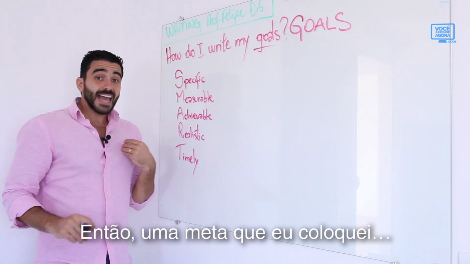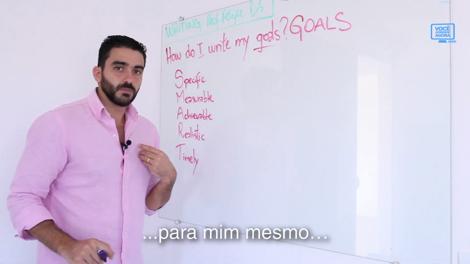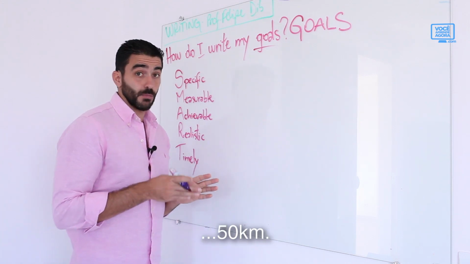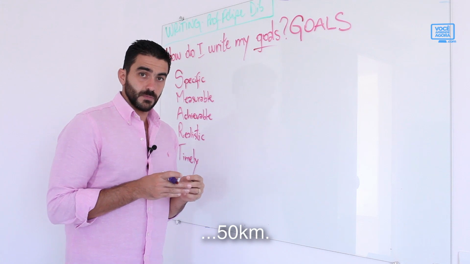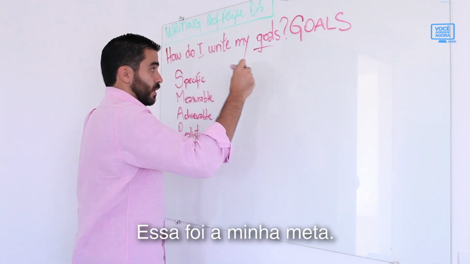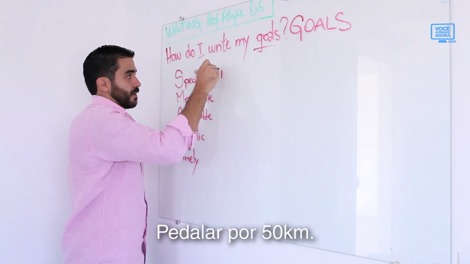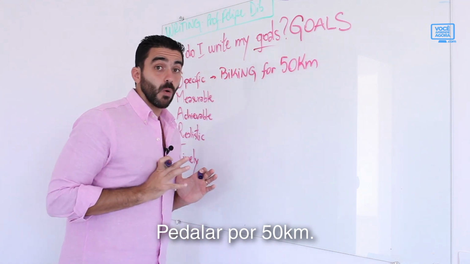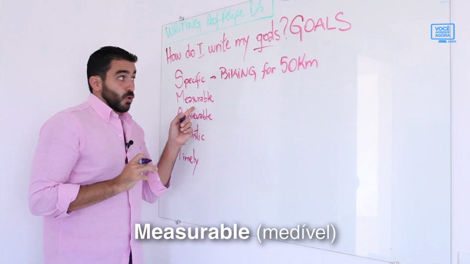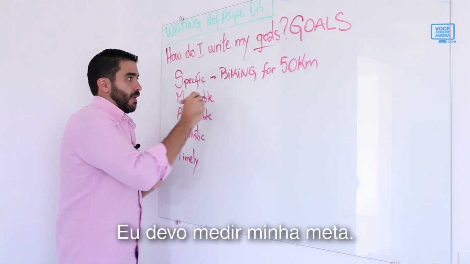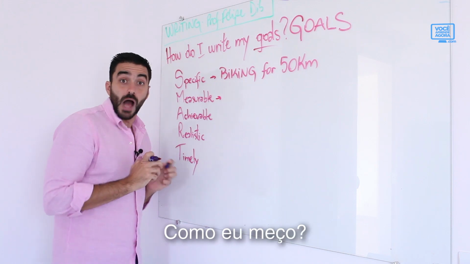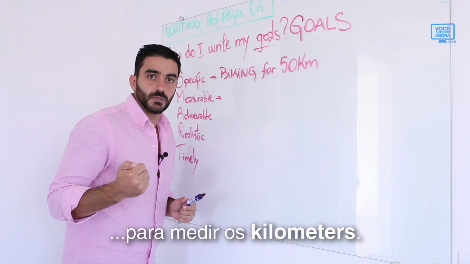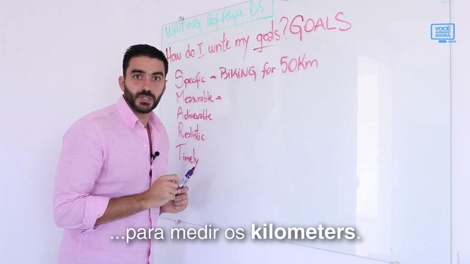So, a goal that I set for myself was biking 50 kilometers. This was my goal. Specific. Biking for 50 kilometers. This was my goal. Measurable. I must measure my goal. How do I measure? I use an app on my cell phone to measure the kilometers.